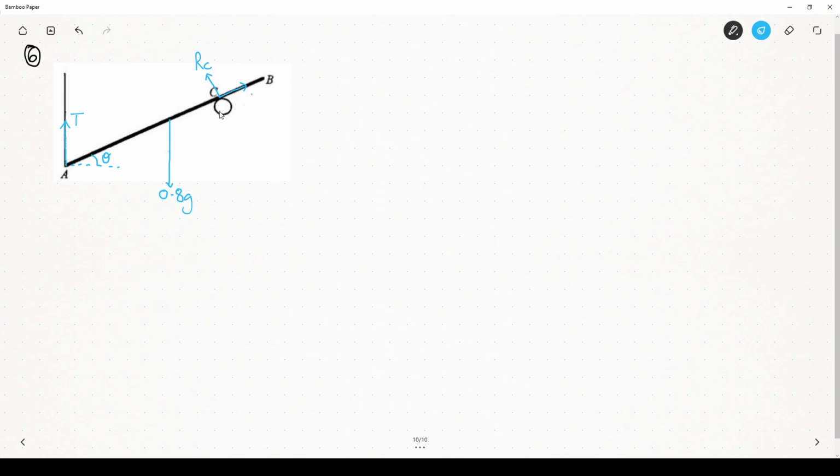Now this is a rough peg, which is a bit weird for one of these questions, but as you'll see it doesn't really come into it at all. But it means there will be friction, which we'll call mu times RC. That's part A done.